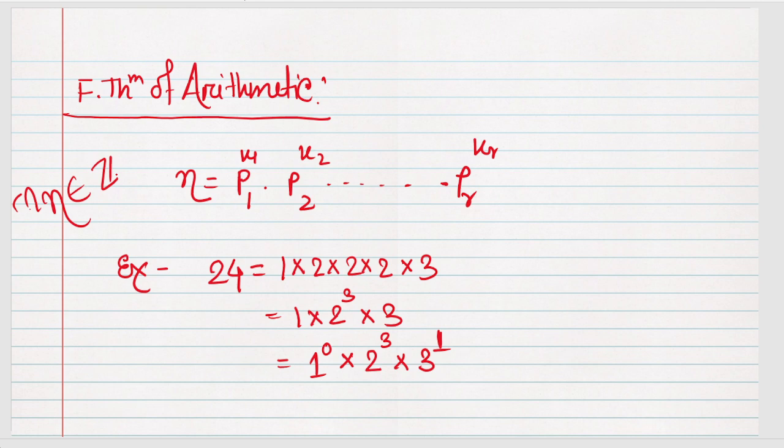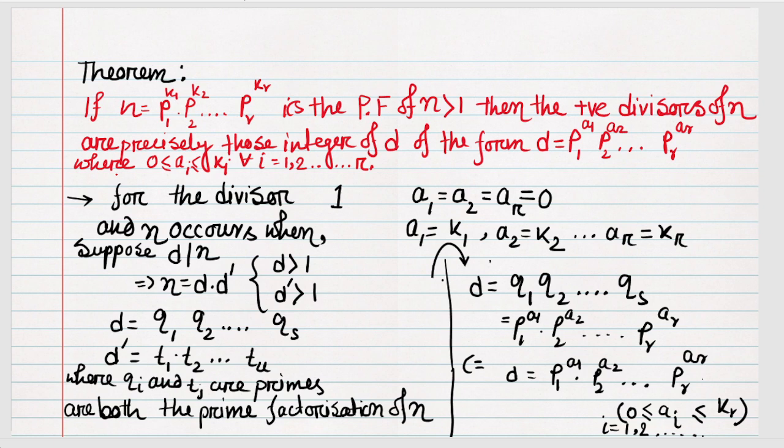Now we have a theorem which says that for an integer n greater than 1 with prime factorization as above, the positive divisors of n are precisely those integers d of the form d equals p1 to the a1, p2 to the a2, up to pr to the ar.